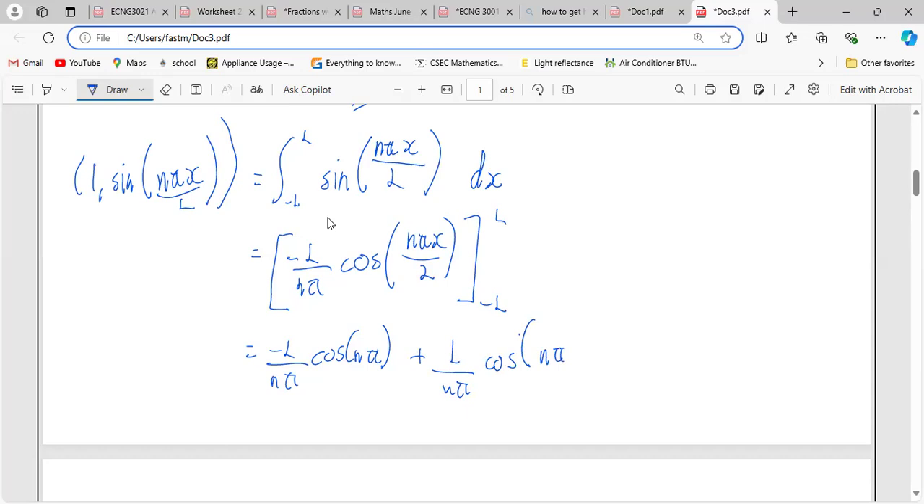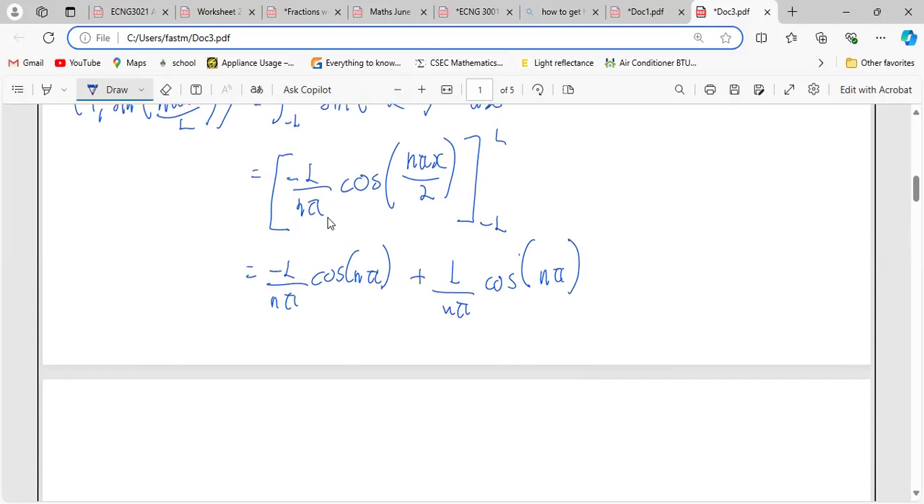When you plug minus L as x in here, the L's will cancel. And because cos is an even function, I can fling out the minus and it won't change the sign outside, unlike the sine. So you just end up with n pi inside here. Hopefully you've seen it.